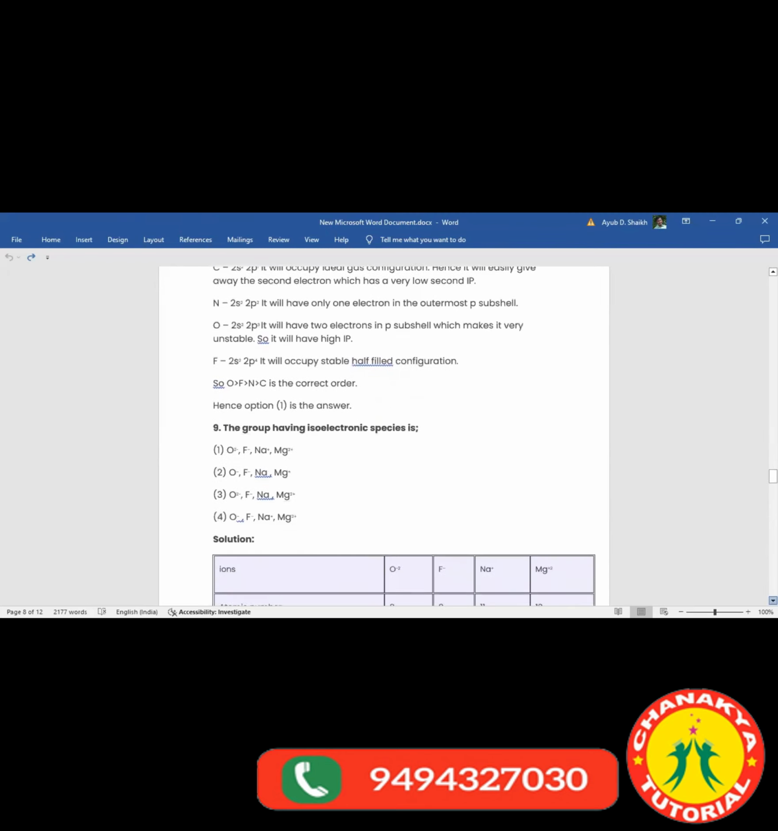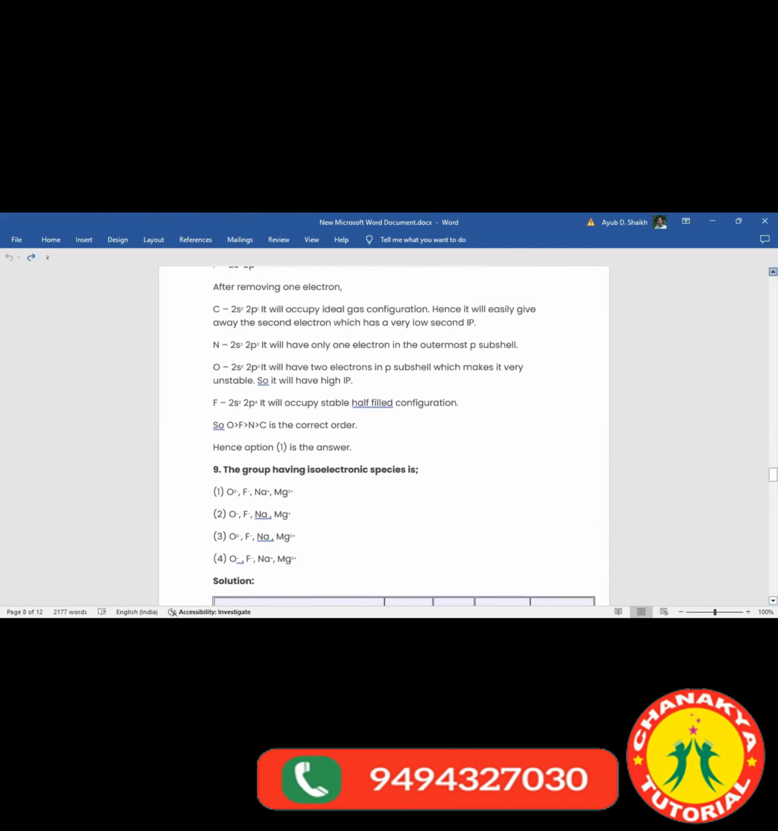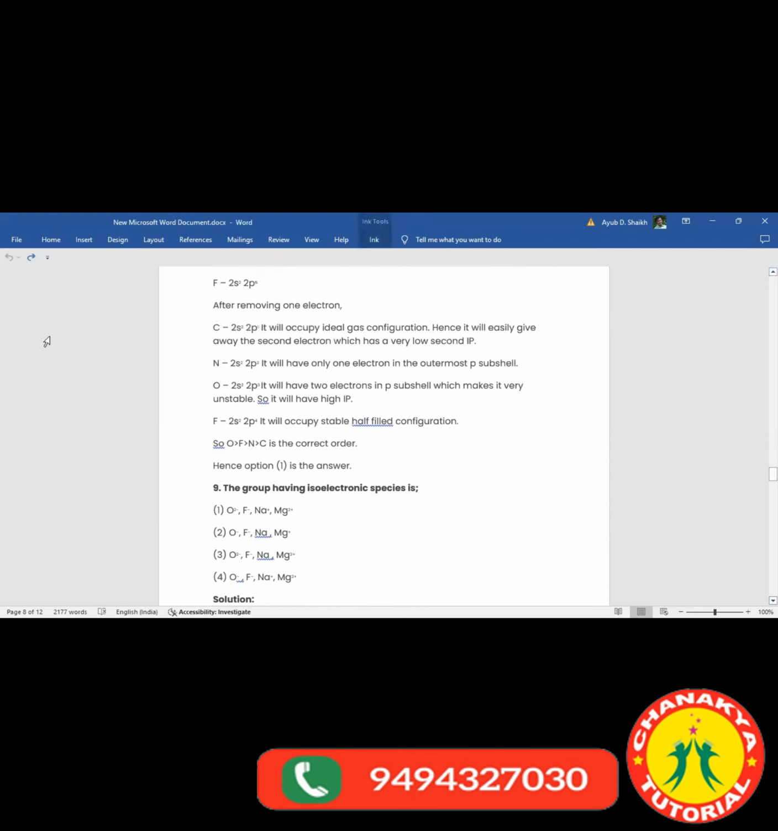The group having isoelectronic species. Isoelectronic means, come on, tell me the meaning of this. What do you mean by isoelectronic? Same number of electrons in the outer shell. Number of electrons in all the given ions, right? Yes.